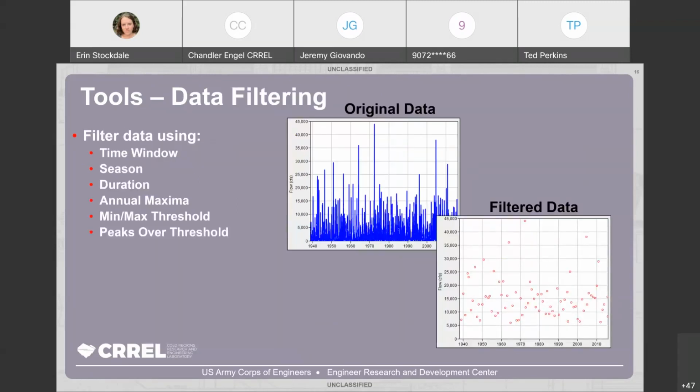So for the filtering, again, you can filter by time window or season or duration. You can also filter by a min or max threshold. And this is extremely handy if you are intending to move on to some sort of peaks over threshold type of analysis. So these sorts of plots are available in SSP.